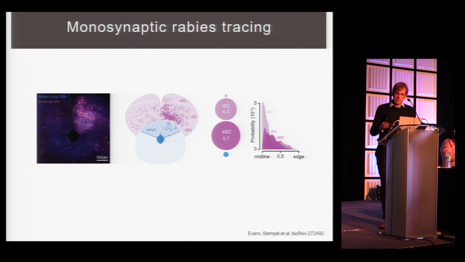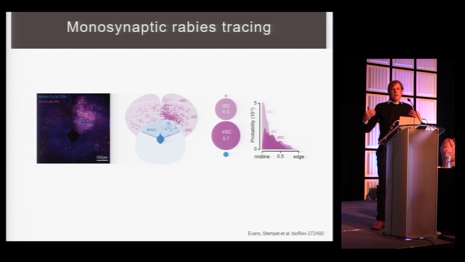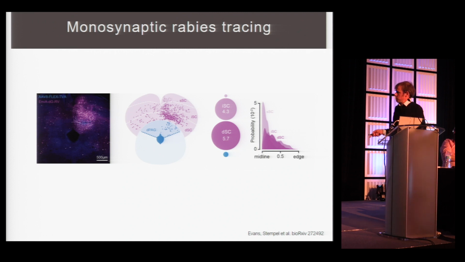If you're not familiar with this, this is a technique that allows labeling of all presynaptic cells from a starting population of cells. The starting population of cells in our case are periaqueductal gray neurons, labeled here in blue. This is a schematic of this experiment. And the cells in magenta are cells in the SC that are presynaptic to cells in the periaqueductal gray. So you see there's lots of magenta cells that get labeled.